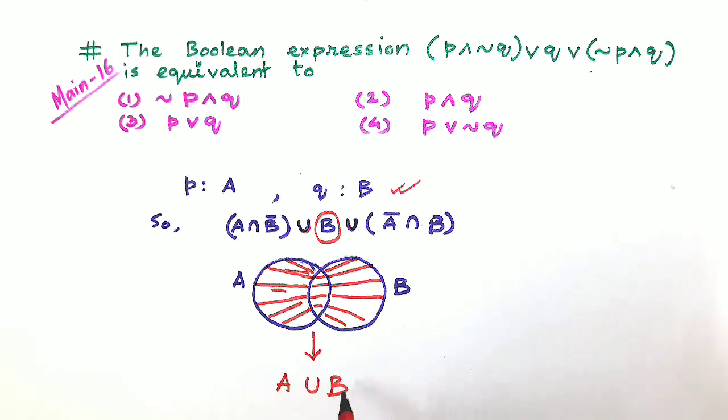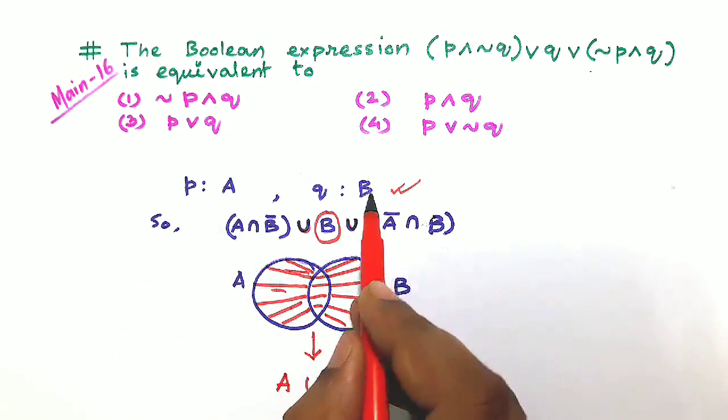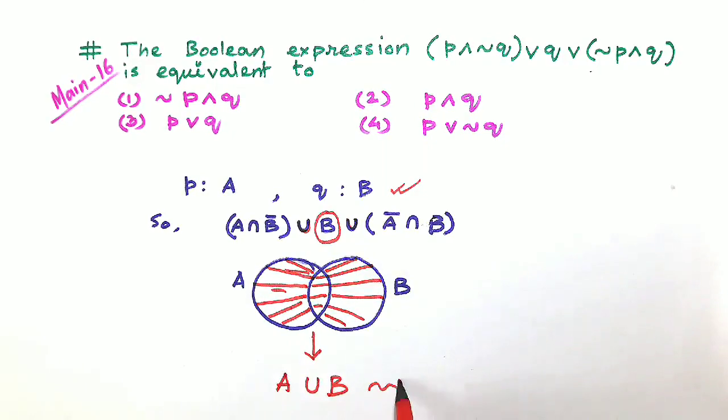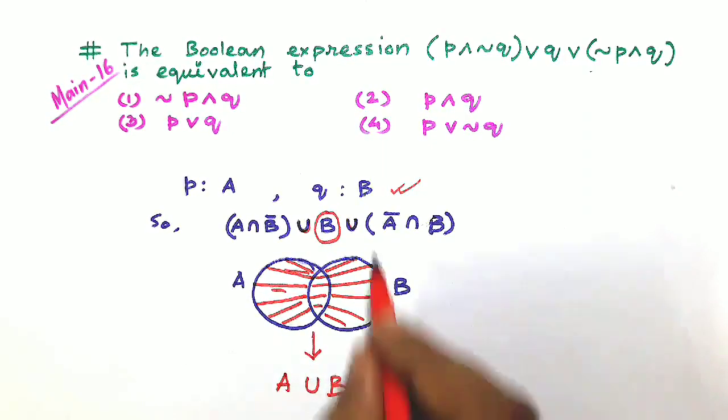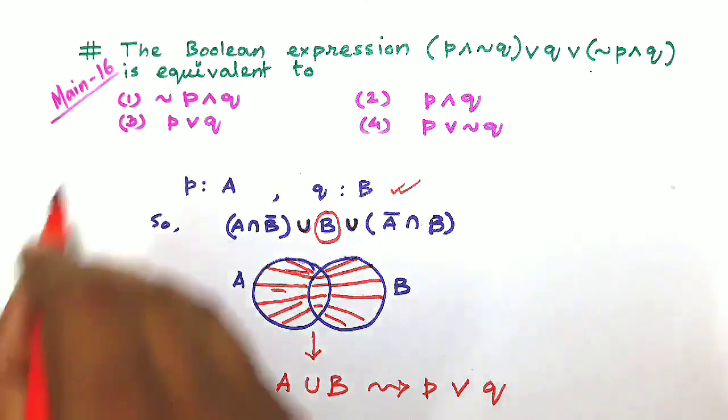A union B. And what is A? A is statement P, and in place of B you have to convert it to statement Q. So actually this is P union, meaning or, B means Q. So P or Q, our option is 3.